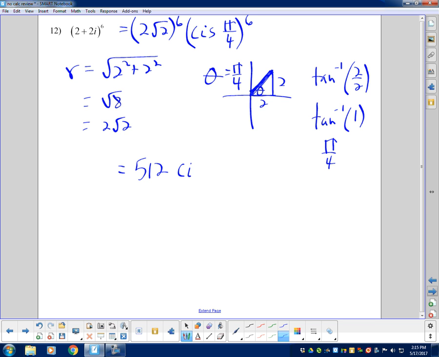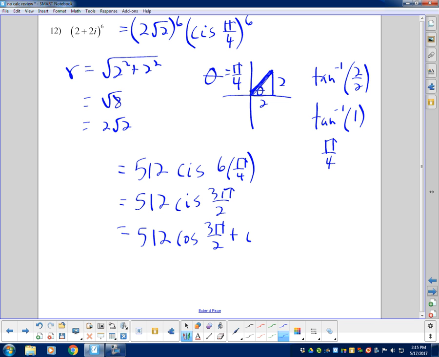And we've got cis, cosine plus i sine, of 6 times pi over 4, better known as 3 pi over 2. So 512 cis 3 pi over 2. If we're going to write that in rectangular form, it might help to see this as 512 cosine of 3 pi over 2 plus, well, let's put another 512 in there, plus 512 i sine 3 pi over 2. That's taking it from that shorthand cis form back to longhand.